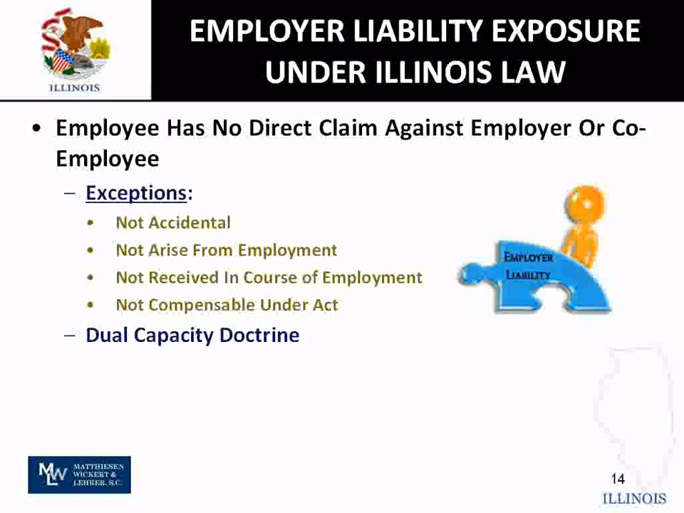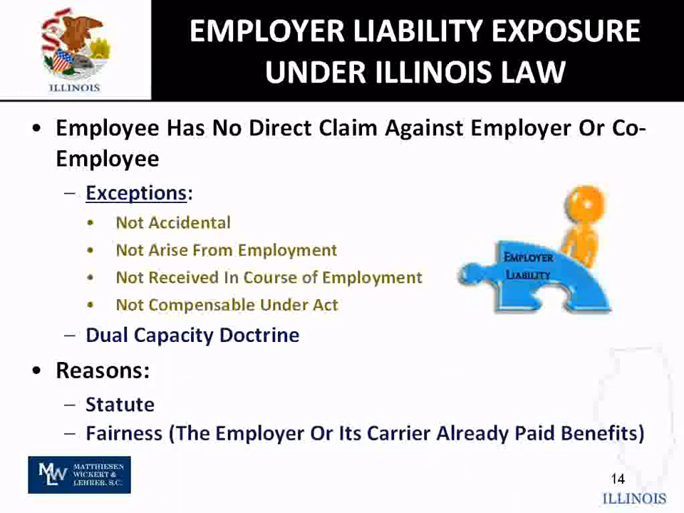The dual capacity doctrine is sort of convoluted as well in Illinois. It's sometimes called the dual capacity or entity doctrine. It's a situation where the employer takes on a second role other than being the employer. The exact steps are that it has to occupy a second capacity and must have a distinct legal persona. In situations where those two condition precedents are met, there can potentially be employer exposure. The reason for this is that's what the statute says, first of all, and fairness. The employer has already paid benefits, or the carrier. Why should they be allowed to be sued by the employee when they've properly paid benefits under the Act?